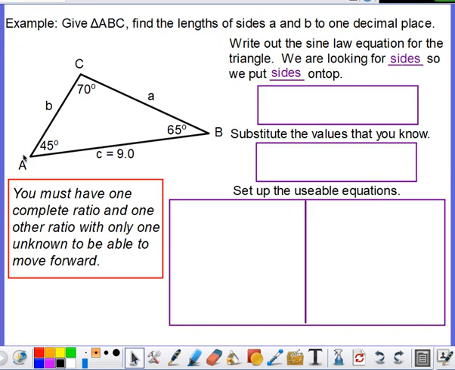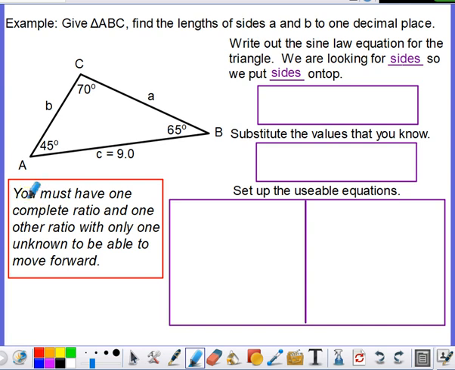Okay, it says here, given triangle ABC, so here's triangle ABC right here, of course, find the lengths of sides a and b to 1 decimal place, and usually 1 decimal place is exactly where we want to be for pretty much the unit. So if you're a steps person, we got some steps here.